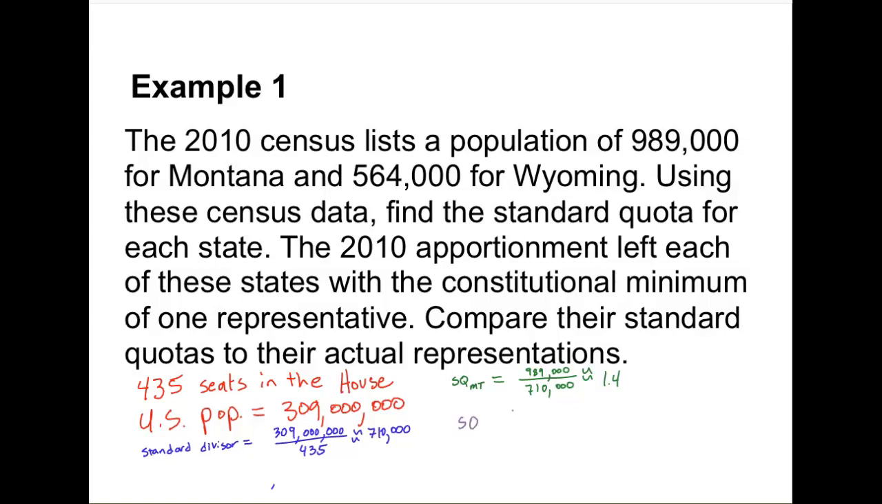All right, so now let's look at the standard quota for Wyoming. So we're going to take Wyoming state population, which is 564,000, divided by our standard divisor. We're going to pop that into my calculator, and we're going to get about 0.79. So if fractional seats were allowed, Wyoming would get less than a seat in Congress, in the House of Representatives, I should say.